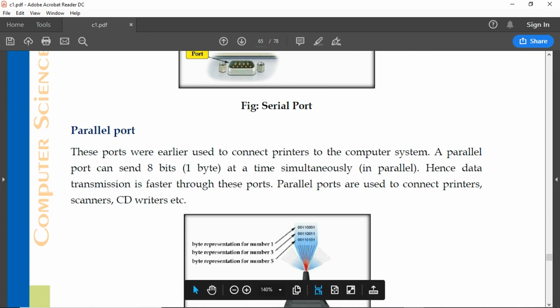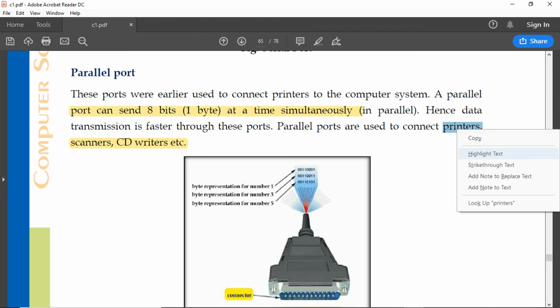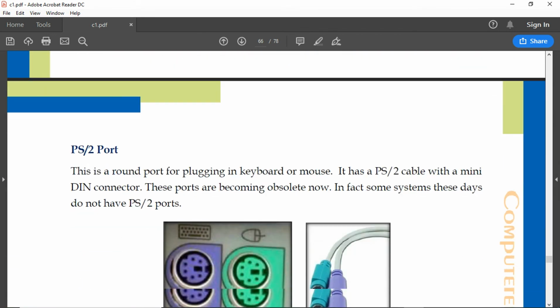Parallel port. These ports were earlier used to connect printers to the computer system. A parallel port can send 8 bits, 1 byte, at a time simultaneously, in parallel. Hence data transmission is faster through these ports. Parallel ports are used to connect printers, scanners, CD writers etc. Fig. Parallel port.